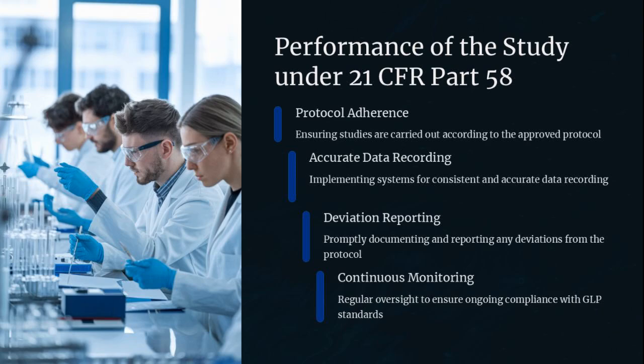Performance of the study under 21 CFR Part 58 involves protocol adherence, accurate data recording, deviation reporting, and continuous monitoring. Ensuring studies are carried out according to the approved protocol is crucial. Implementing systems for consistent and accurate data recording is necessary. Promptly documenting and reporting any deviations from the protocol is essential. Regular oversight ensures ongoing compliance with GLP standards.